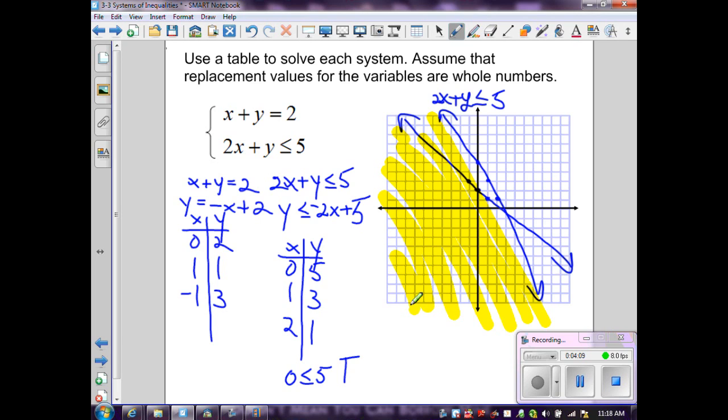Now, the shaded area represents all solutions of the inequality. But what I want to do is solve the system of equations. The solution for the system of equations is only the points that intersect the shaded area and the equality of x plus y equals 2. And the ones that share are all of these points. The shading goes over all of those points. Therefore, the solution to this system is the red line.